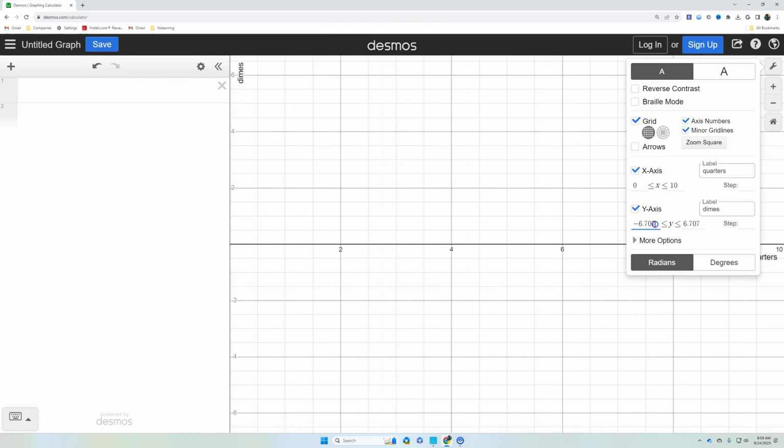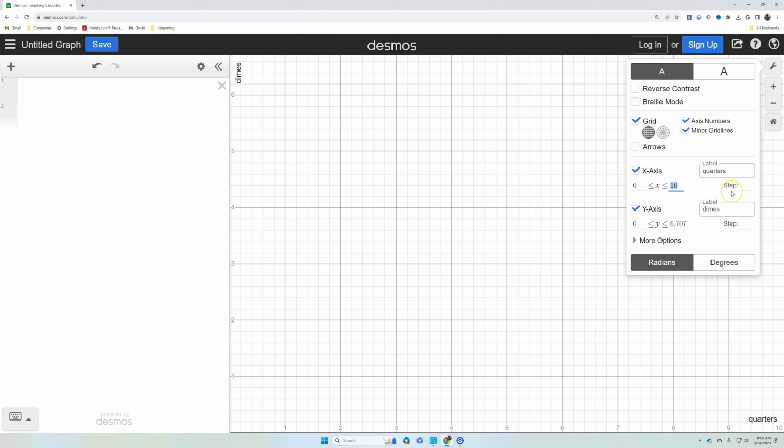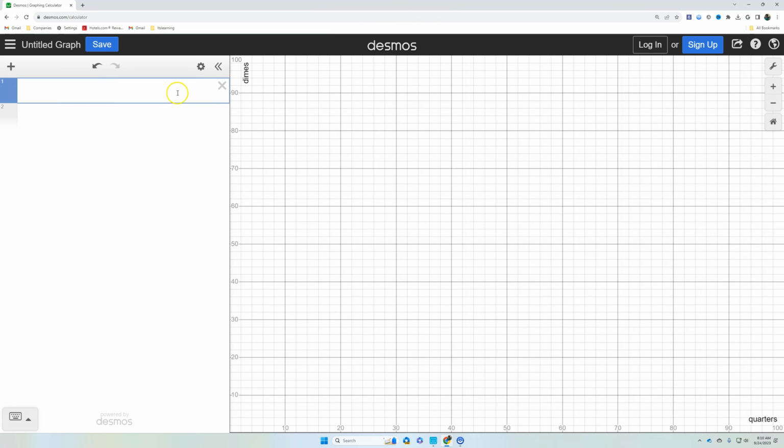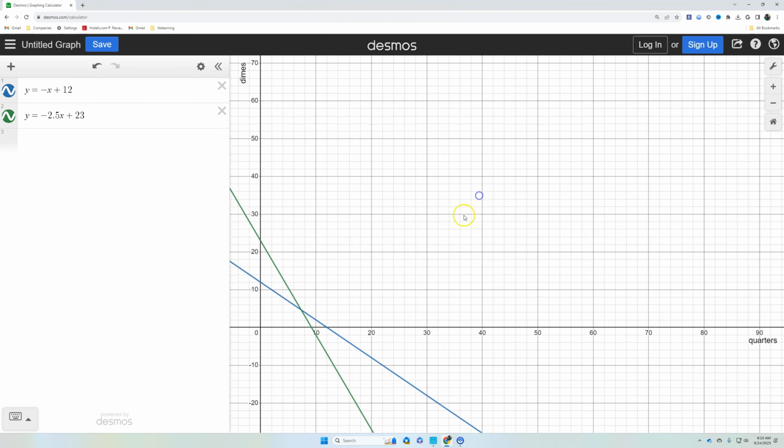And it doesn't make sense to have negative dimes either. So what I'm going to do is go up to 20 for quarters, and go up to 20 for dimes. Or actually, I'll go up to 100. So now I'm going to type in the first equation. So we have y equals negative x plus 12. And then the other equation is y equals negative 2.5x. So I'm just going to go ahead. And here are the two equations. And where they both meet, it will be 7 quarters and 5 dimes.